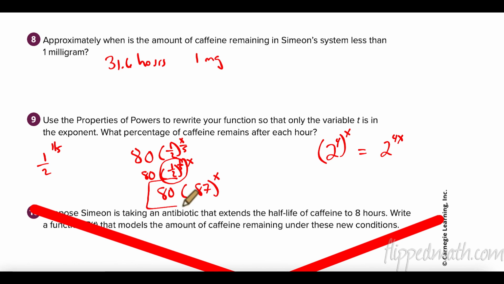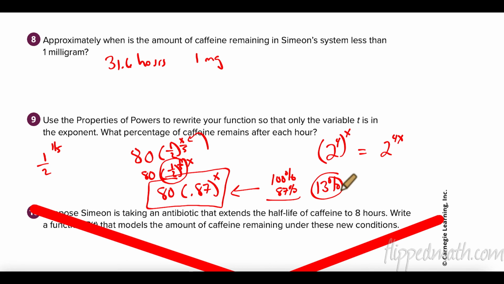So now we have a formula that is our half-life formula, right? But our half-life was only every 5 hours. So this actually tells us how much it decays every hour. How much does it decay every hour? Well, if we start at 100% and we're at 87%, that means that each hour it decays about 13%. All right, so it's going to decay about 13% each hour.